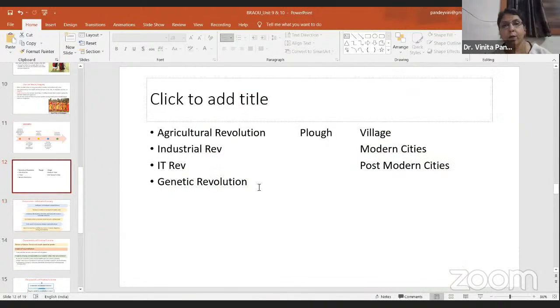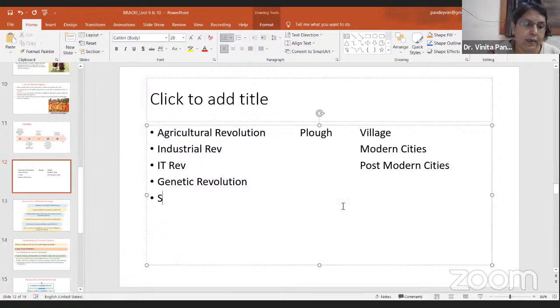Here, one more word I want you all to know. Are you aware of this? SEZs? Yes or no? Please respond, friends. Do you know what SEZs are? I'm waiting. There is one response. Let me check what that is. No, ma'am. Okay. I will tell you.